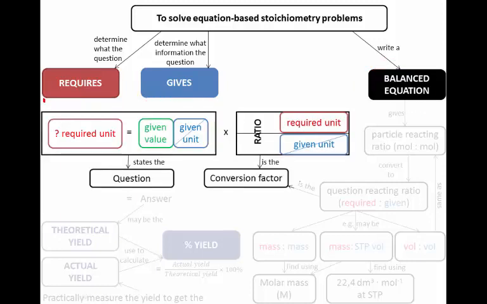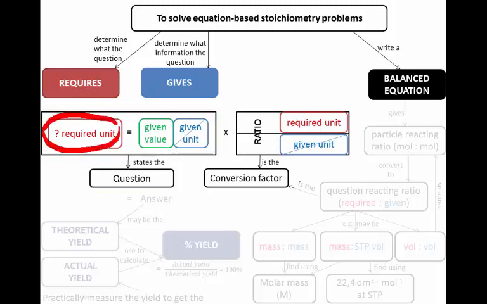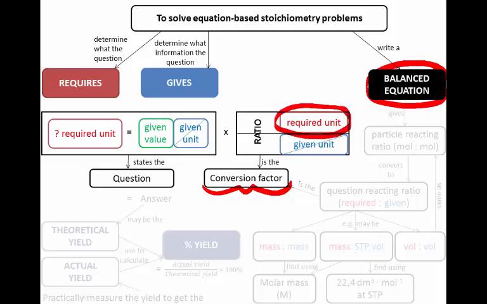We then use the required and given information to write our question in an equation format. Question mark, required unit, is equal to the given value and its unit. Now we have the question down, but how do we solve for it? We use a conversion factor which we get from the balanced equation. The conversion factor must have the required unit at the top to introduce the required unit, and it must have the given unit at the bottom to cancel away the given unit.